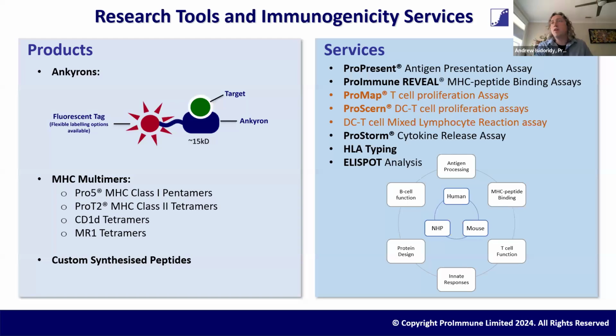Together, this is offered as part of our integrated suite of assays. I think I had already mentioned the MAPS assay, which we call ProPresent. It's an antigen presentation assay tool. But we can also do Reveal, which is an in vitro MHC peptide binding assay, as well as ProStorm, which is our innate whole blood assay looking for innate immunogenicity.